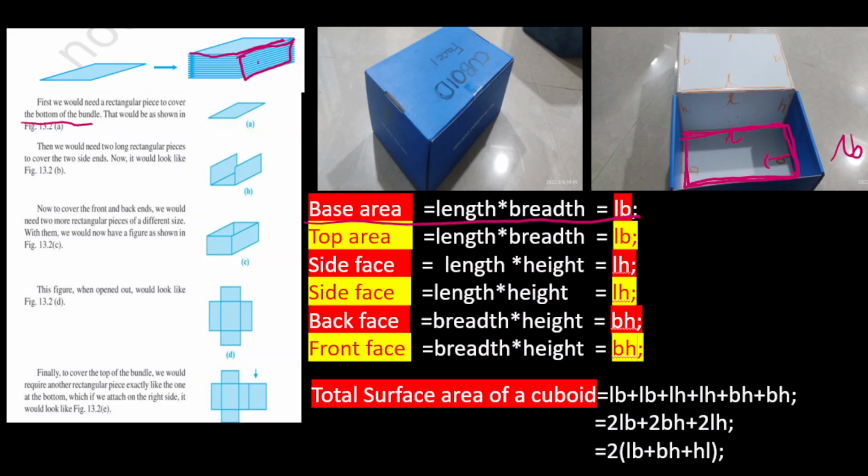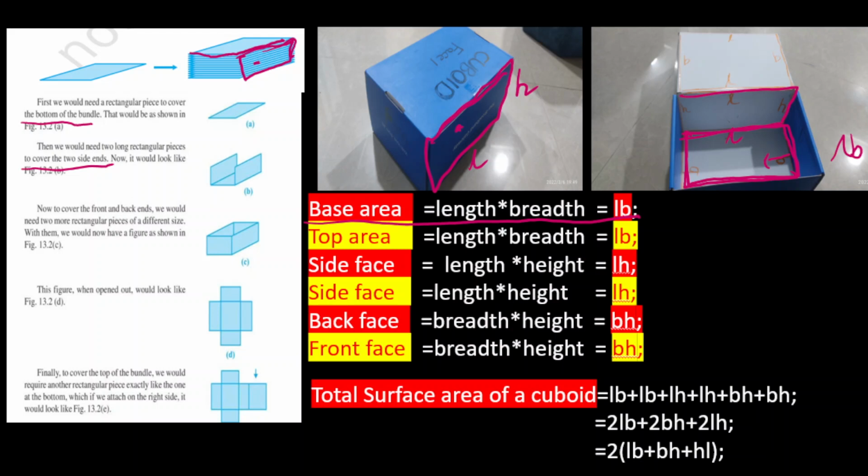Then we need to cover the two side ends of this rectangular bundle. Opposite to this side end there is one more side end, so we need two long rectangular pieces to cover the two side ends. Here this is one side end, and this edge represents the length and this edge represents the height, and opposite to this side end we have one more side end.